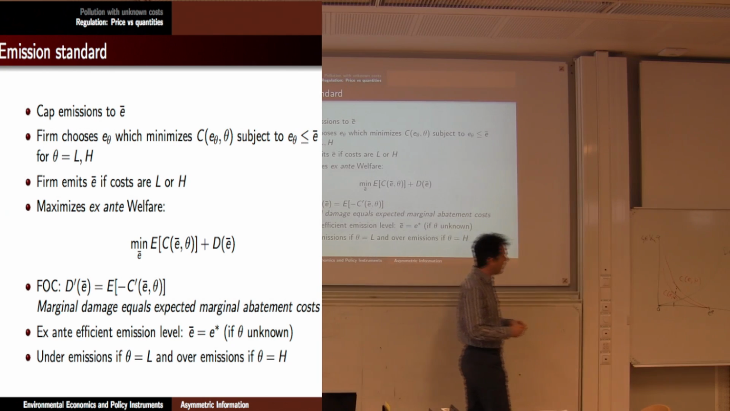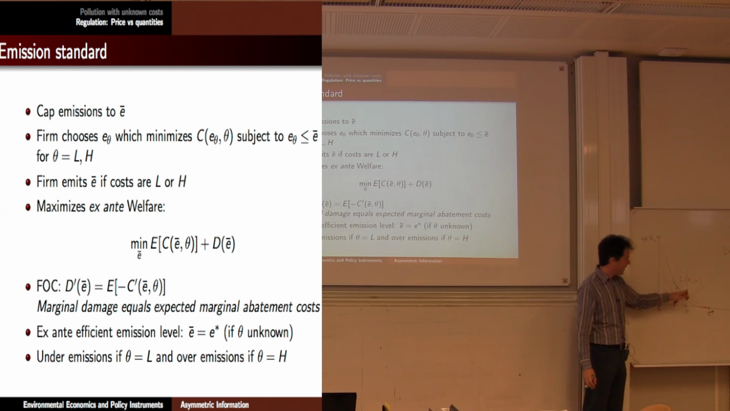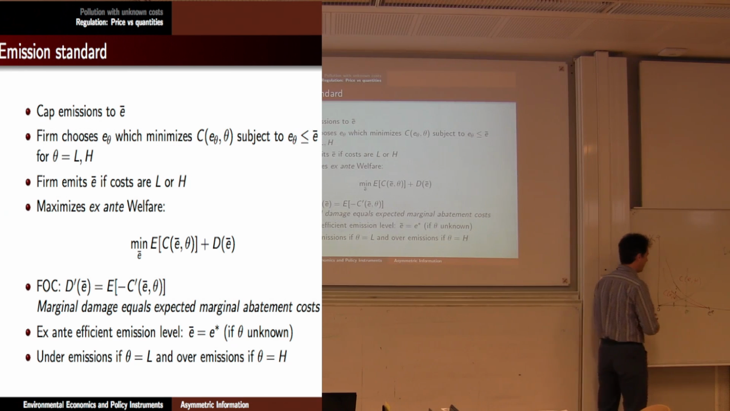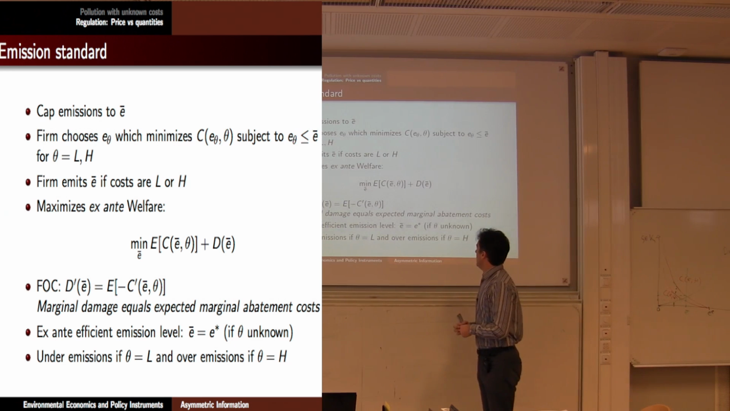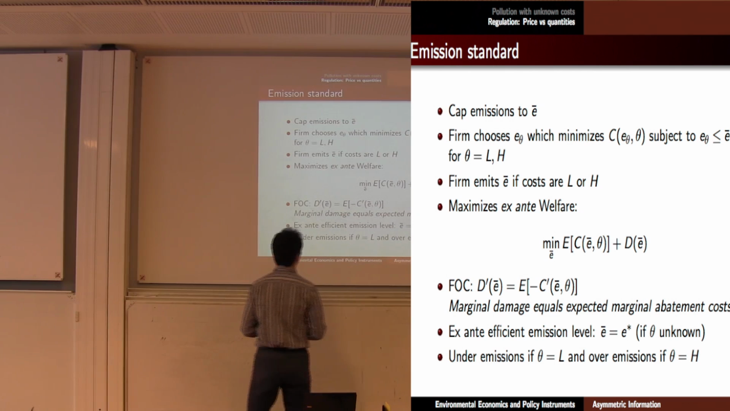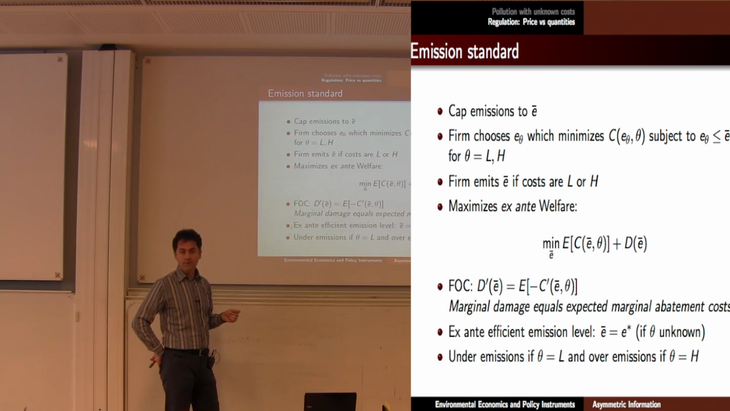So the story is as follows. Set a cap here. The firm is not allowed to emit more than this cap, therefore the firm will pick this level of emission. And the cost of complying with regulation depends on the type of the firm. If the firm is of high cost, this is the cost, high cost firm, and this is the cost for the low cost firm. So you will end up with the same level of emission, which is a cap. This is how the firm will react to this regulation.